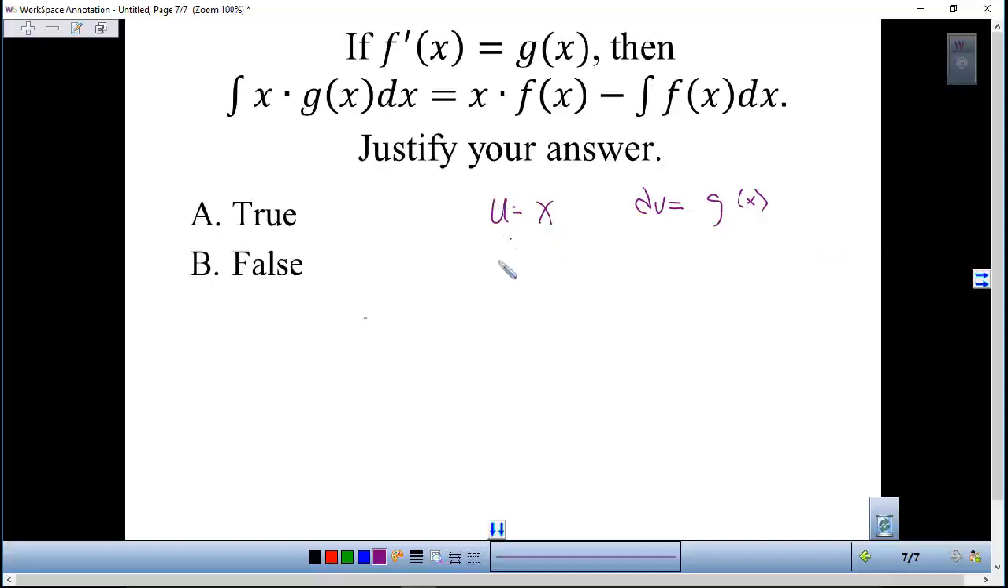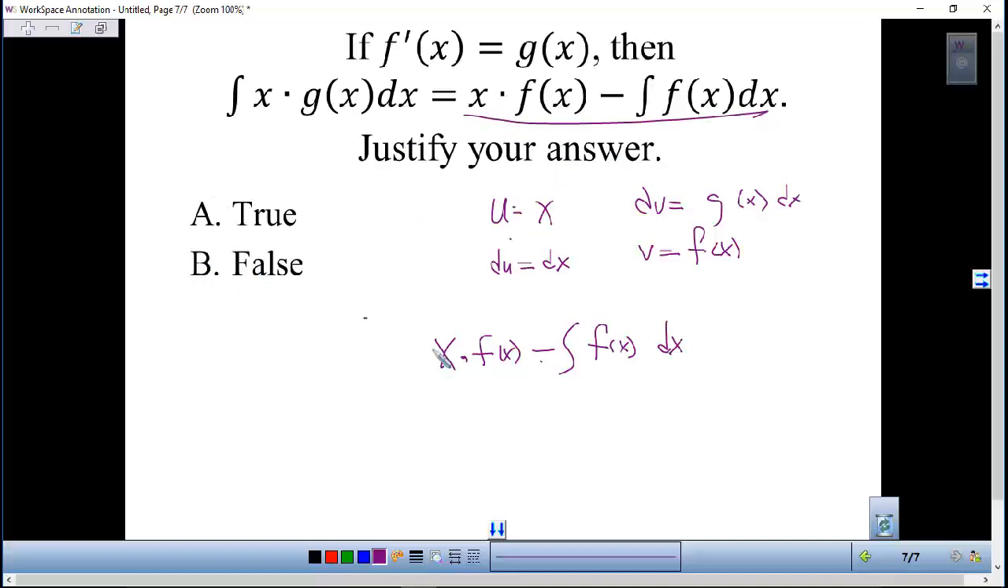All right, so we get du is just dx, because that's going to be 1. And v is the antiderivative of g of x. Well, if g of x is f prime of x, then the antiderivative of f prime of x is just going to be f of x. All right, and then when we put everything together, u times v is x times f of x minus the integral of v, f of x, du. So f of x dx. And that's exactly what we got right there. So true.